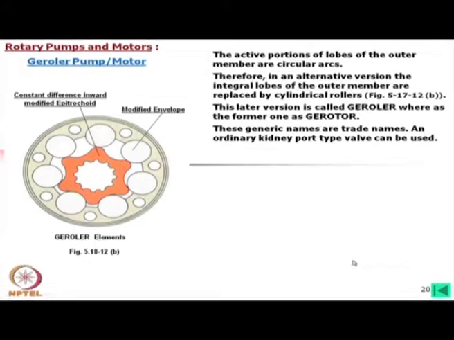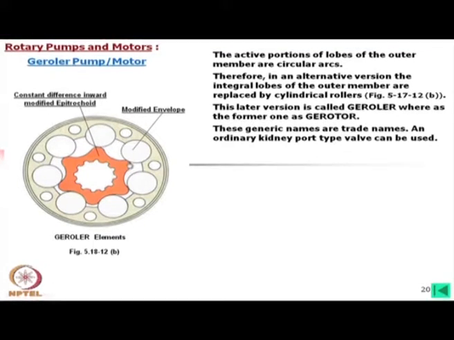Now, as this is a circular arc, the envelope, instead of an integral one, we can use a separate roller for that. When we find this circular arc has a smaller radius, we can go for the roller also. The advantage of using these rollers is that a roller can be replaced easily.